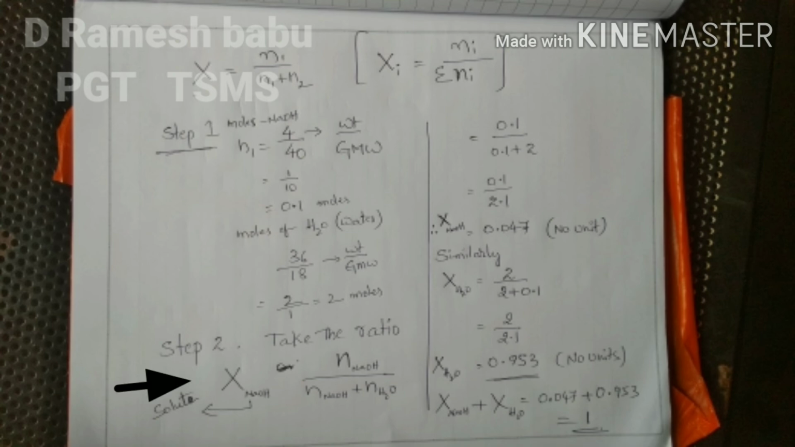Then in the next step, take their ratio: number of moles of NaOH by number of moles of NaOH plus water. On the right side, you can see the solution. After simplification, the mole fraction of NaOH you get is 0.047. The remaining are also done here, you can see.